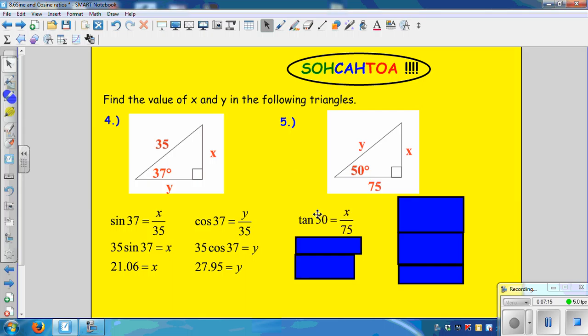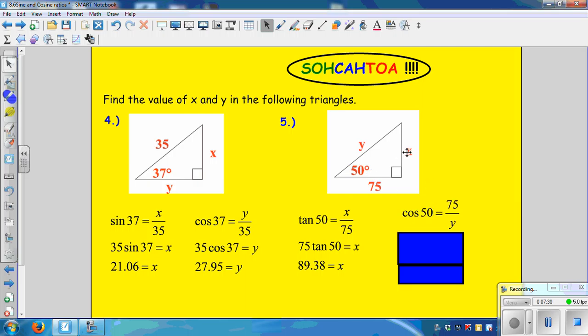Okay, solution. The tangent of 50 degrees is going to be the opposite over the adjacent, and you get 89.38. Solving for y, because it is the hypotenuse, I can say that the cosine of 50 is 75 over y. And cross multiplying and dividing, you get 75 over cosine 50, and that's 116.68.